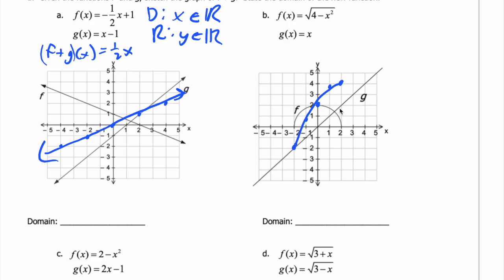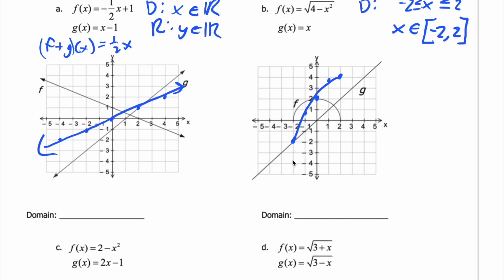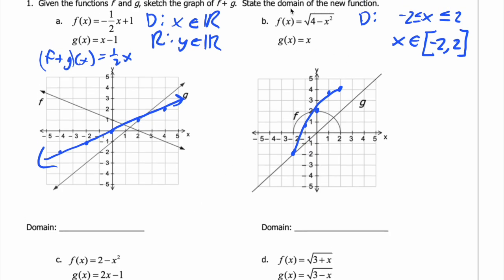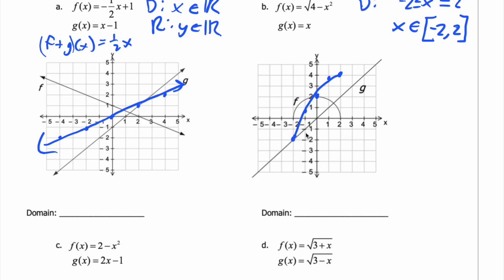Notice g's domain is x equals all real numbers. But when you add them together, you have to take the smaller domain. Your domain is the same as f. So the domain is x is between negative 2 and 2. Another way to write that is with square brackets: x is between negative 2 and 2. So that's it for the domain. It doesn't ask you for the range, but you can also see the range clearly, right?